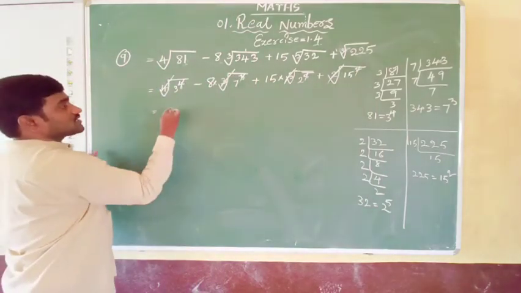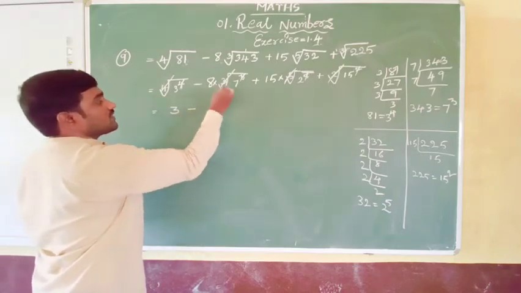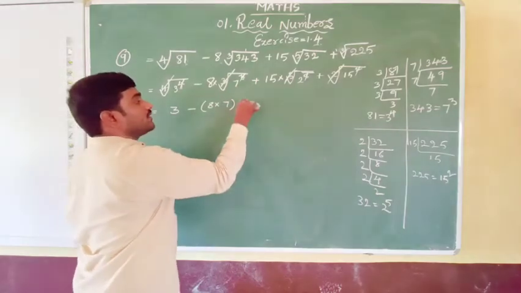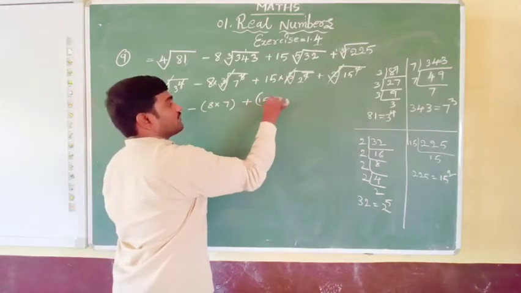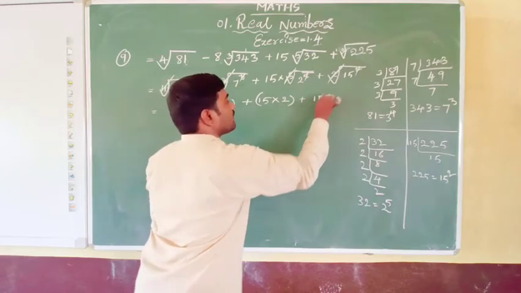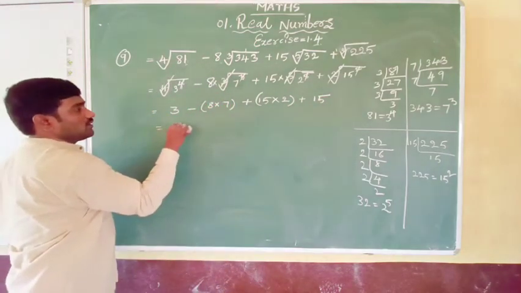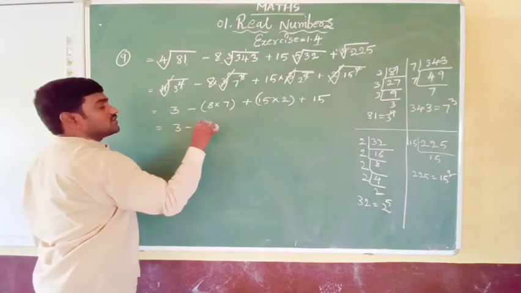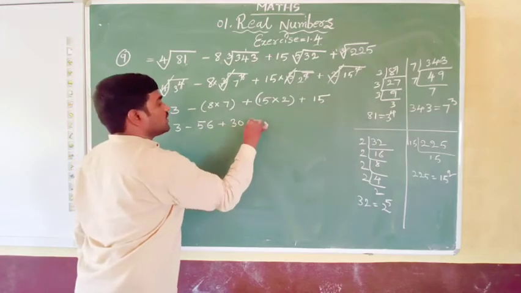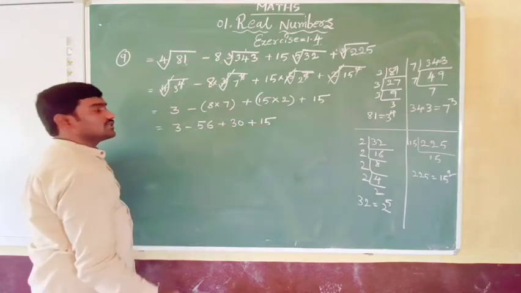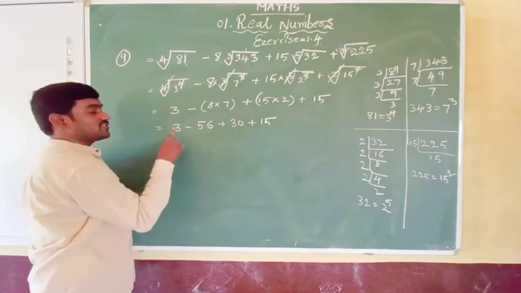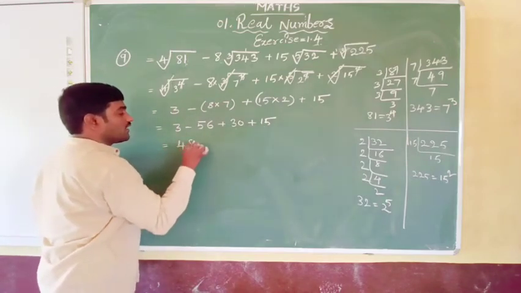So what is left in each term? 3 minus 8 into 7, plus 15 into 2, plus 15. Let us simplify now. 3 minus 8 7s are 56, plus 15 2s are 30, plus 15. Let us add: 30 plus 15 is 45, 45 plus 3 is 48.